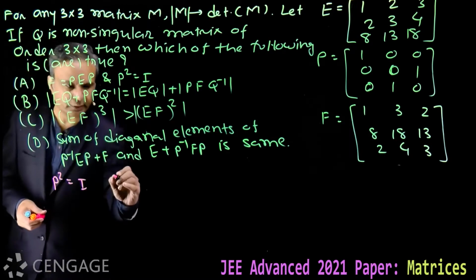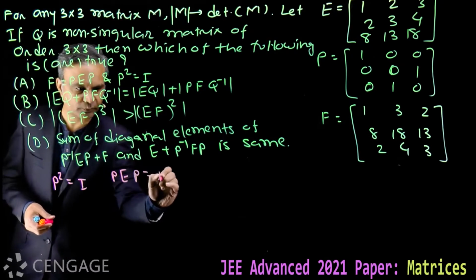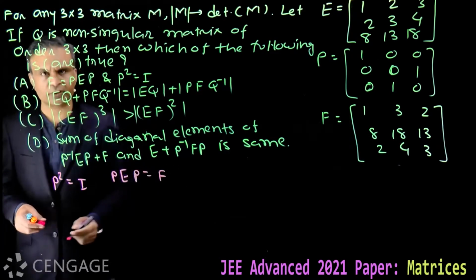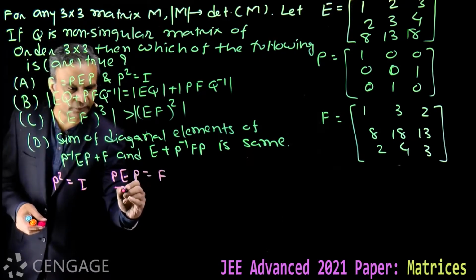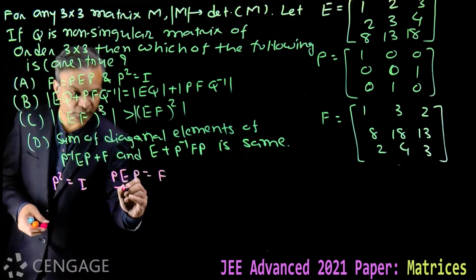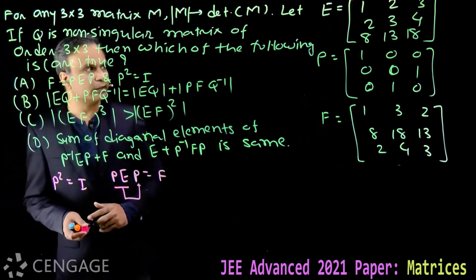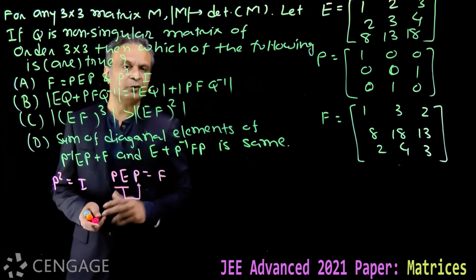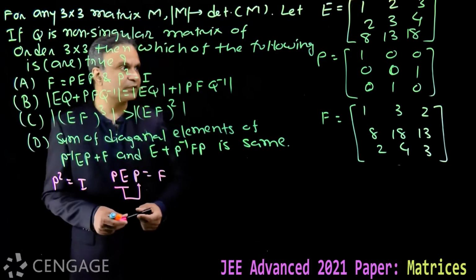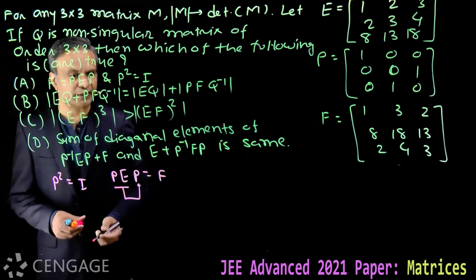And PEP will be F. We can easily carry out this product. First we find PE, then we find product PE into P. We can use elementary row transformations and elementary column transformation concept. Using that, we can write these matrices directly.